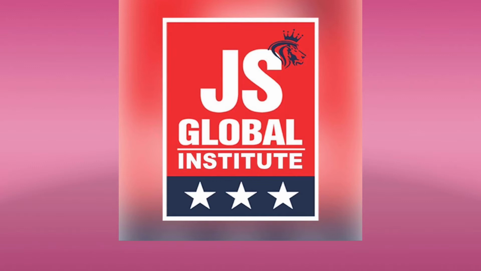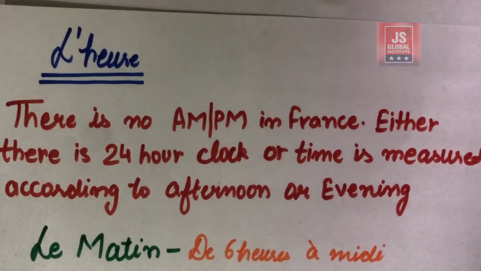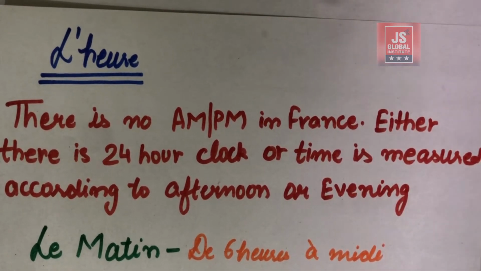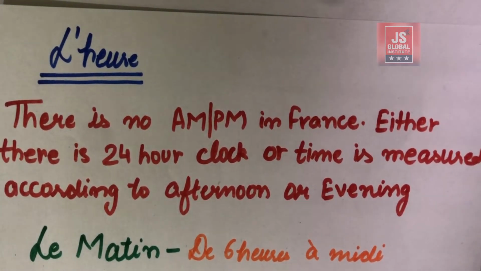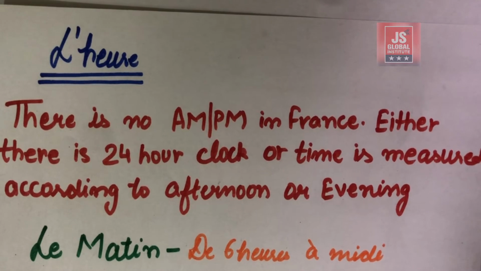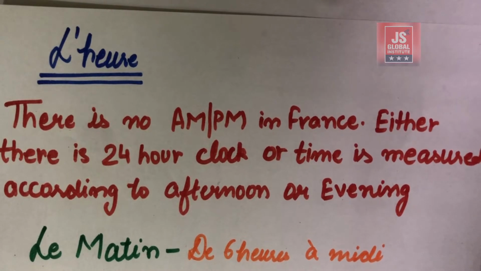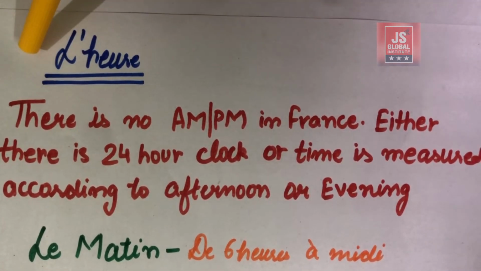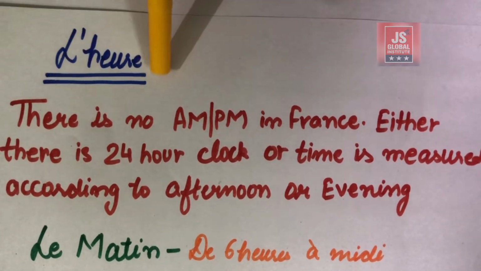In today's lesson, we are going to talk about timings. So let's start. Alright students, we know that in English we have divided time into two sections, that is AM and PM, and we denote time such as 2 PM, 5 AM. But in French there isn't any AM or PM, but the time has been organized into a 24 hour clock or according to morning, evening or afternoon. Also, the timing is known as l'heure. How is it pronounced? L'heure.